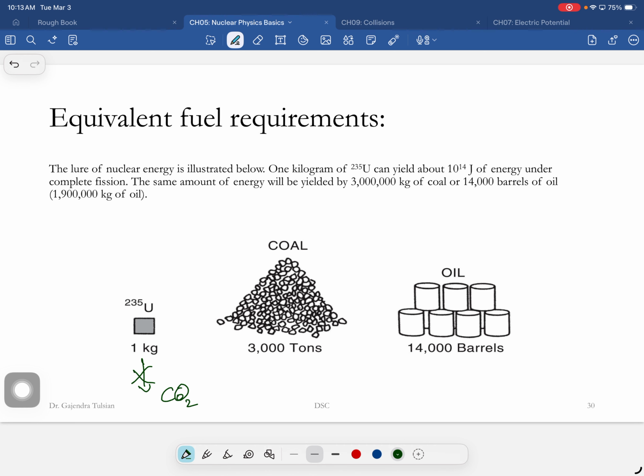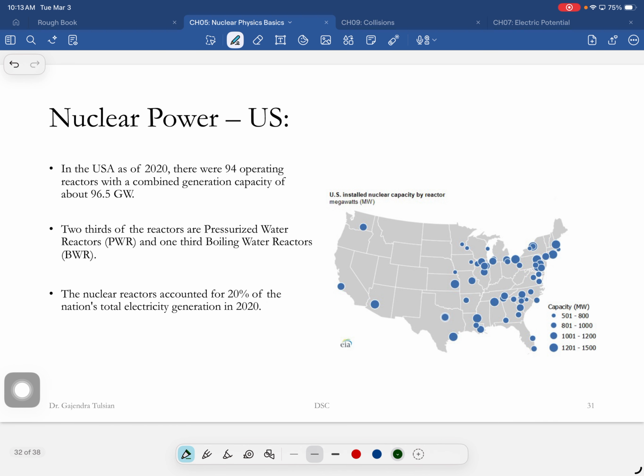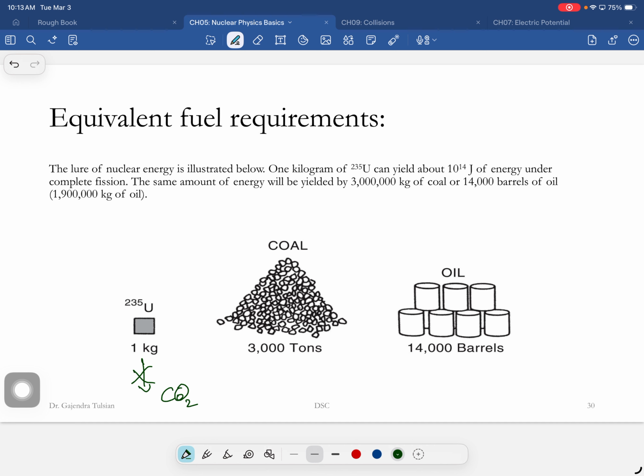We have about 100 nuclear power plants operating. Each nuclear power plant is 1 gigawatt. A gigawatt is like a Hoover Dam. You can run roughly 1 million homes, less than that. Two-thirds of the reactors are pressurized water reactors. The water under pressure is removing heat from the reaction. We'll talk about reactors in the next chapter. One-third are boiling water reactors.